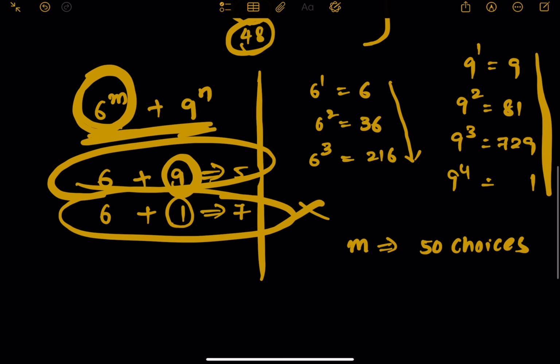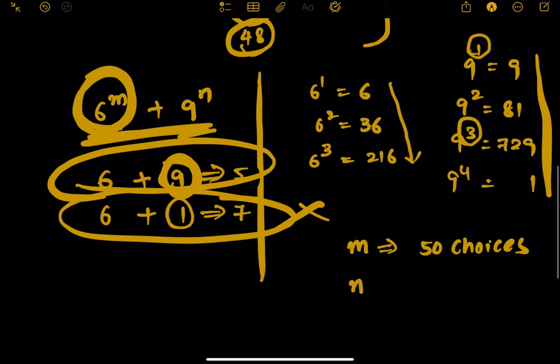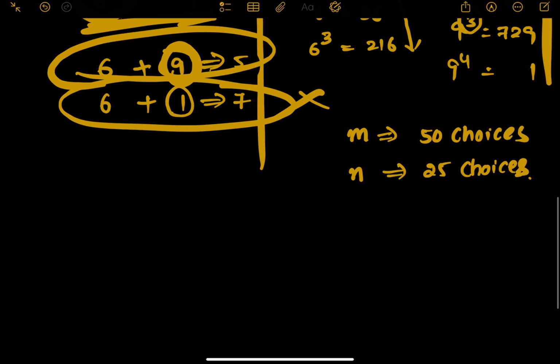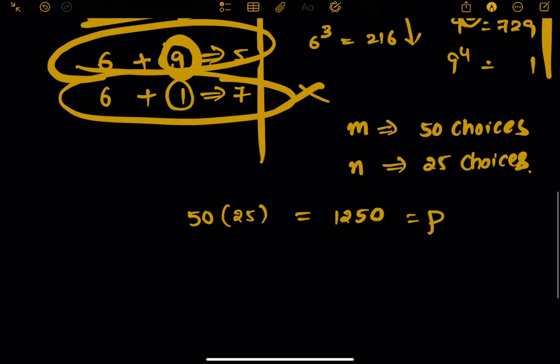Now n, this has to have a units digit of 9. So when does that happen? Only for odd powers of 9. So therefore n will have 25 choices. And the total number of choices will be 50 into 25. So that is 625 into 2, 1250. So this is the value of p.